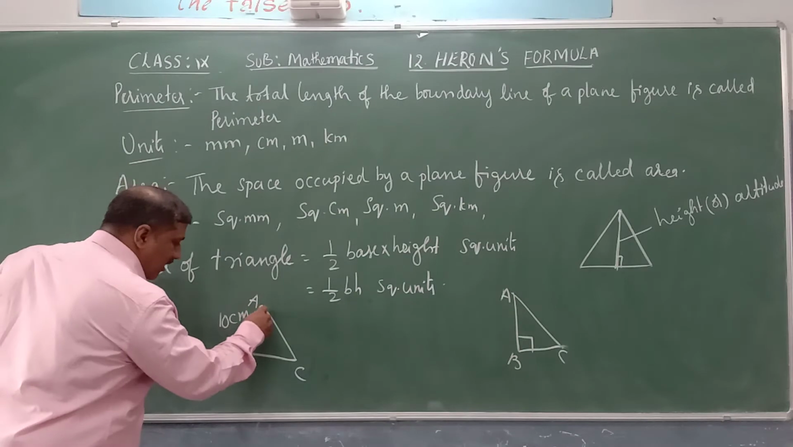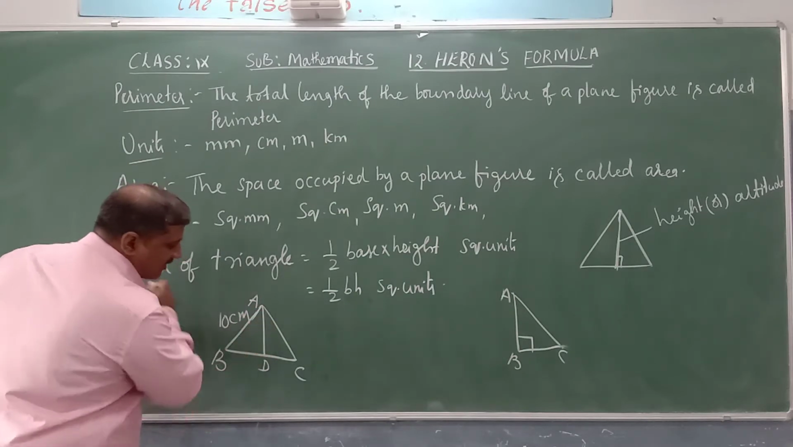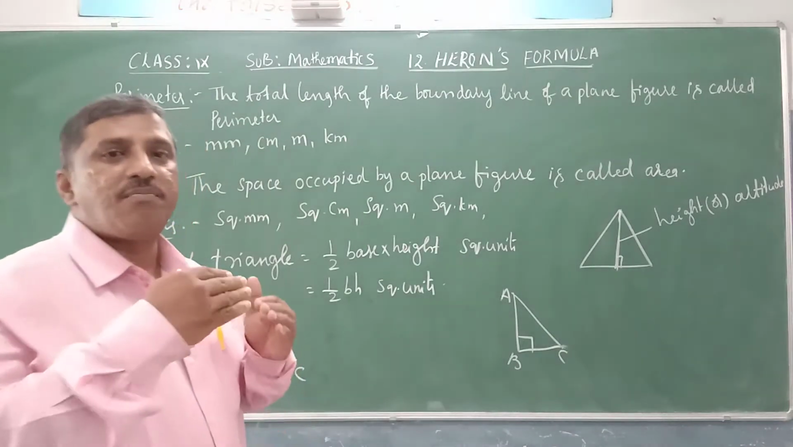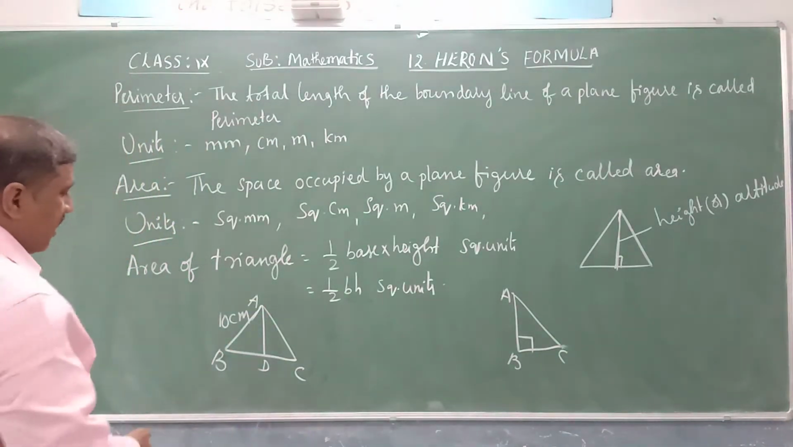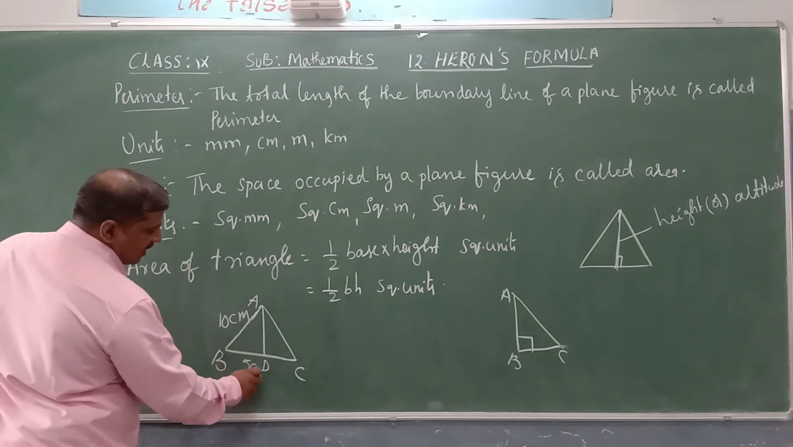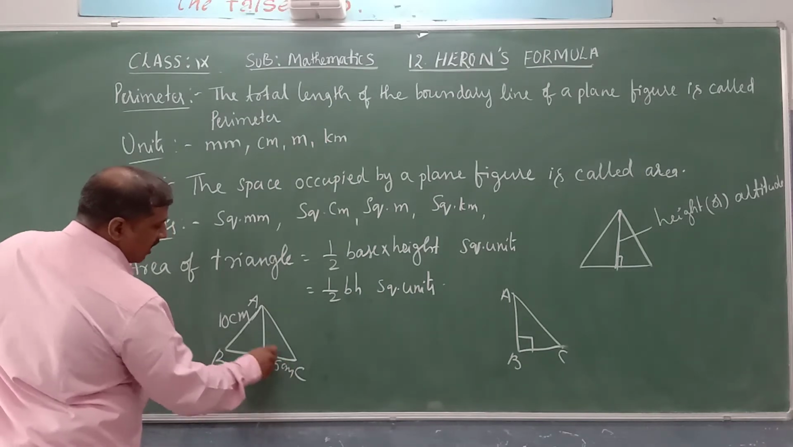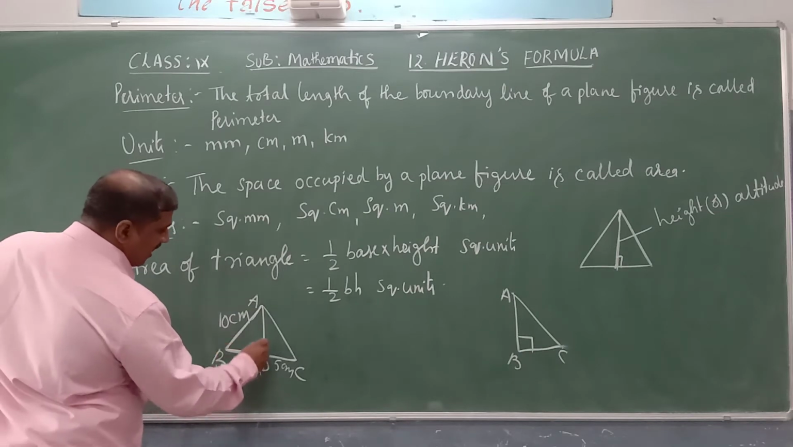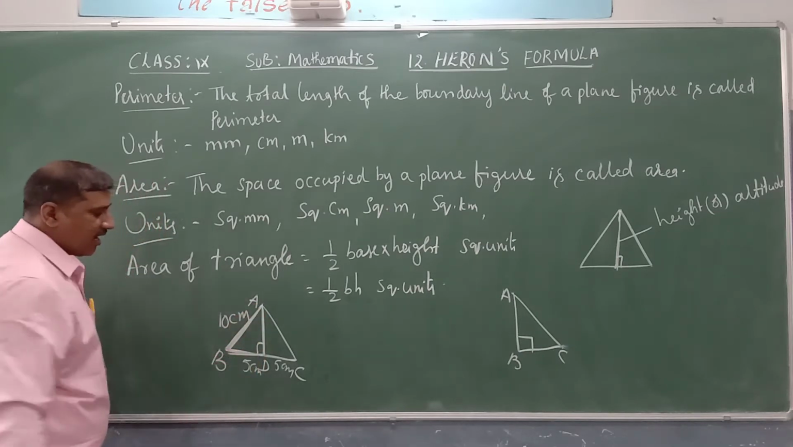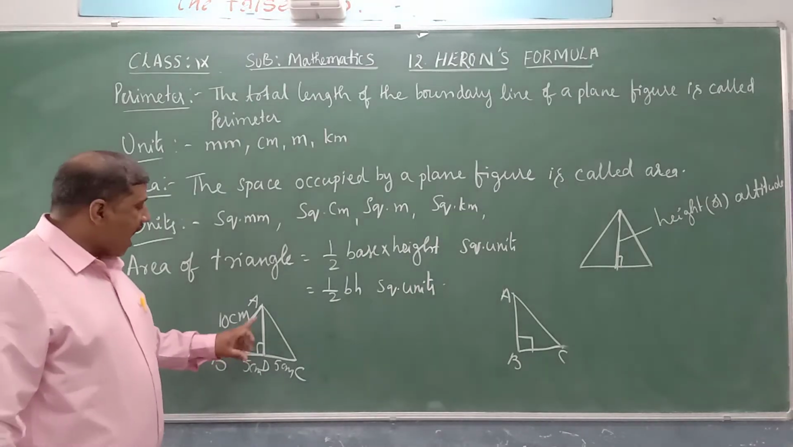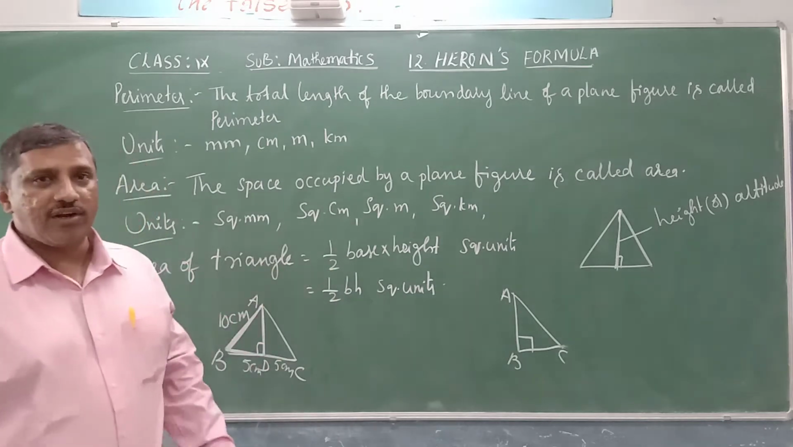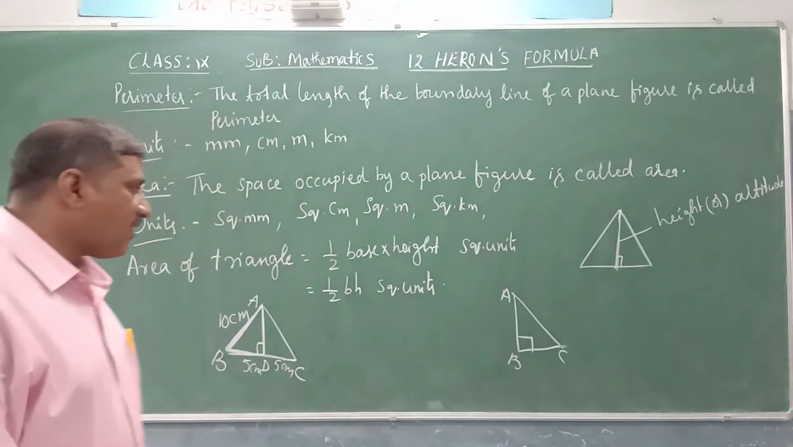Draw the perpendicular, and that perpendicular will act as the median also. In an equilateral triangle, the perpendicular acts as a median, therefore it divides the base into two equal parts, 5 centimeters and 5 centimeters. Now it is a right angle triangle. Which is the right angle triangle? Triangle ABD. Apply Pythagoras theorem and we will find the height. Then we will use the same formula half into base into height and we can find its area.